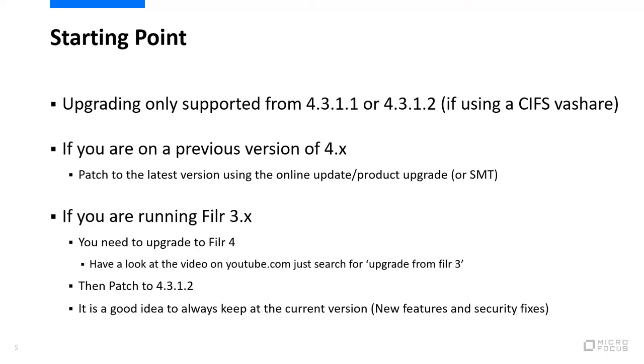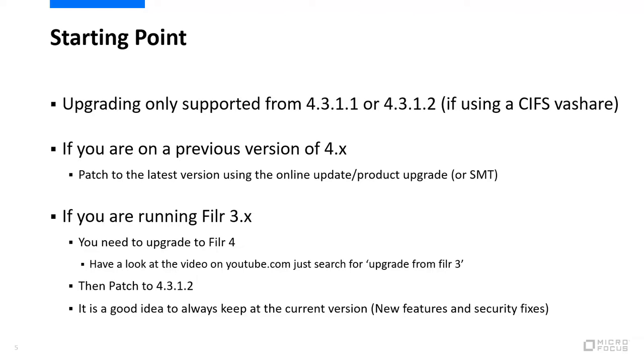Let's just go through the upgrading process. Upgrading is only supported from the latest versions of Filr, so 4311 or 4312. If you're on a previous version of 4, then you need to patch it up to the latest level using the online update options, or indeed going against an SMT server if you're running that.